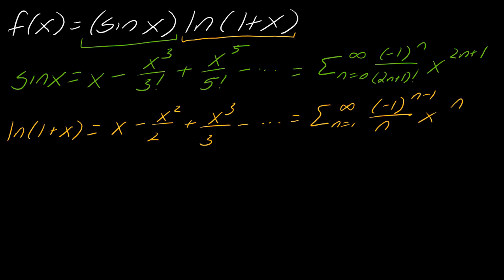So I know that the indexes are a little bit off. Don't let that scare you. You can always adjust the indexes if you wanted. So I could change this to 0. Then this would be n, this would be n plus 1, and this would also be n plus 1. So these two things are equivalent.